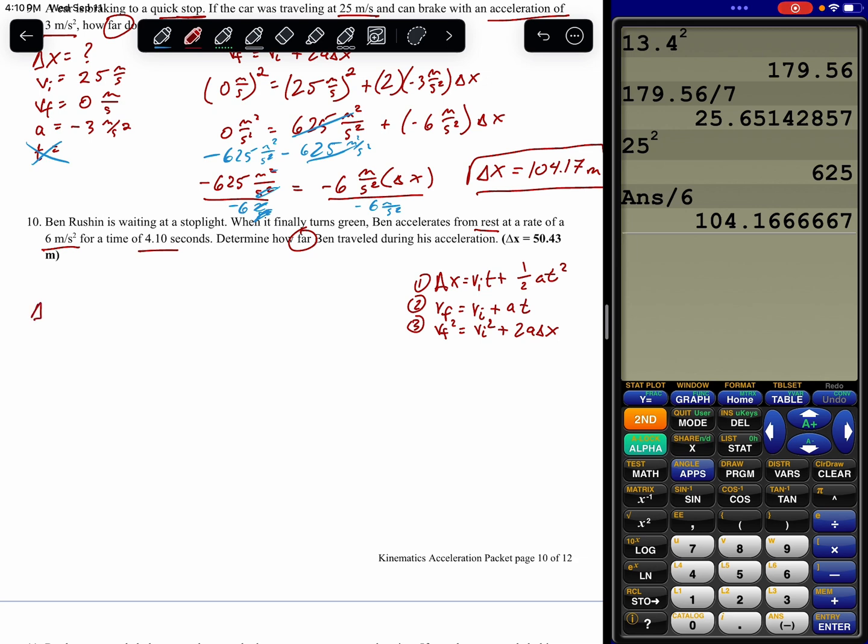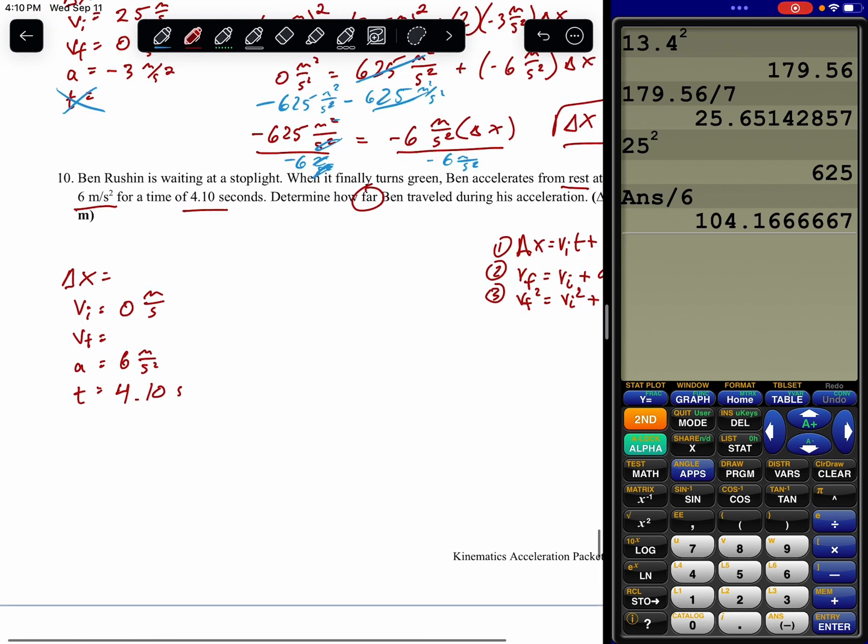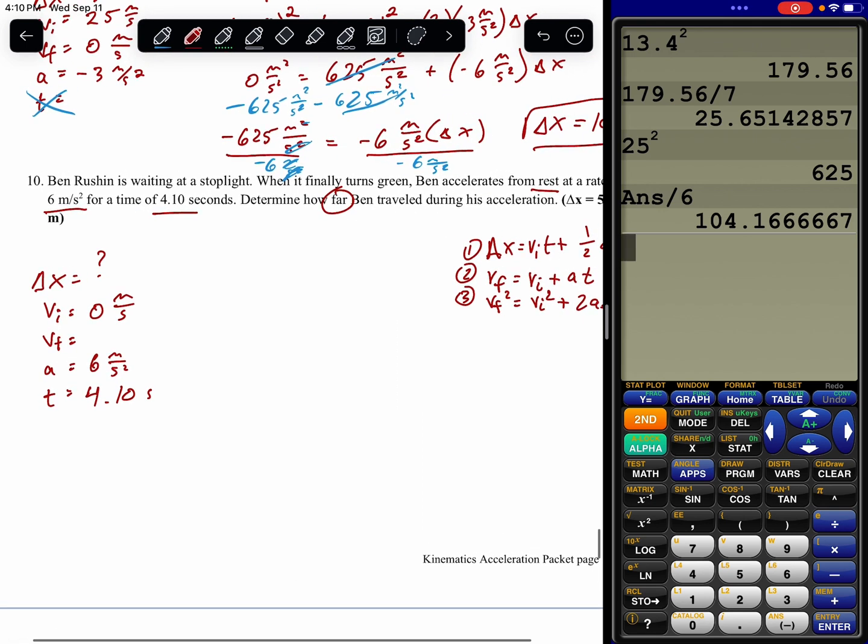Okay, first step, as always, let's list out our variables. We are told that Ben accelerates from rest. He's waiting at the red light. Initial velocity is 0. At a rate of 6 meters per second squared, so that tells me the acceleration, 6 meters per second squared. And we are given time. He is stepping on the gas for 4.10 seconds. We are looking for delta x. We want to know how far Ben travels.